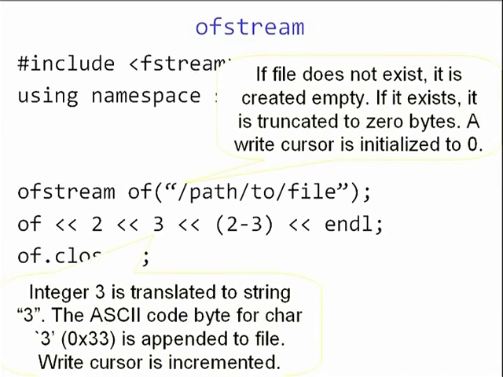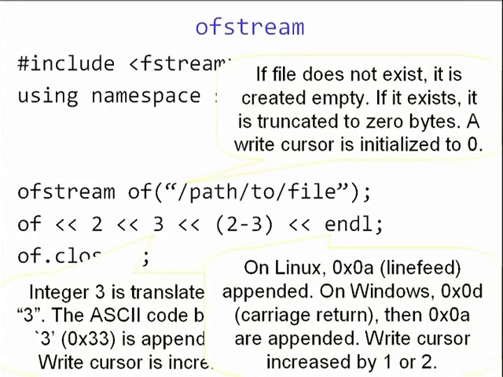Similarly, when I look at 2 minus 3, the result is minus 1. In this case, 2 characters will be written out. One is the ASCII code for minus, the other is the ASCII code for 1. So in all, 2, 3, minus 1, 4 ASCII code bytes will be written out. And finally, there will be the endl.